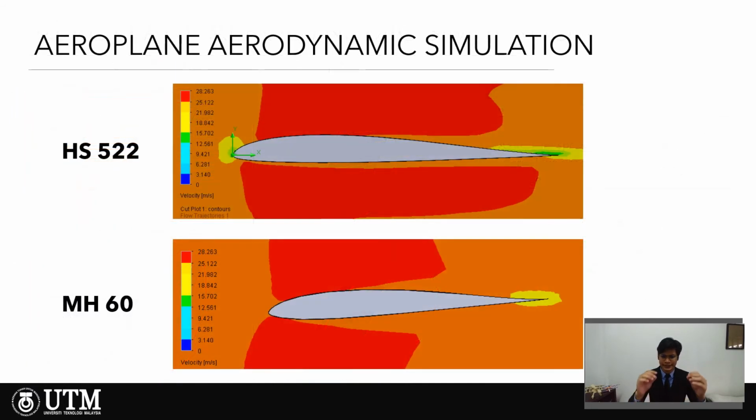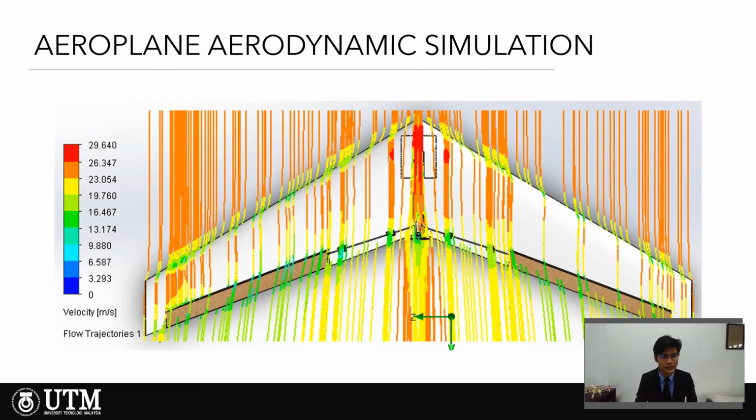So here you can see in detail that at the bottom of the wing there is a layer of lifting force on the aeroplane model, and I'm using HS522 as the chord and the MH60 as the tip. Okay, this is the overall simulation of the aeroplane model.